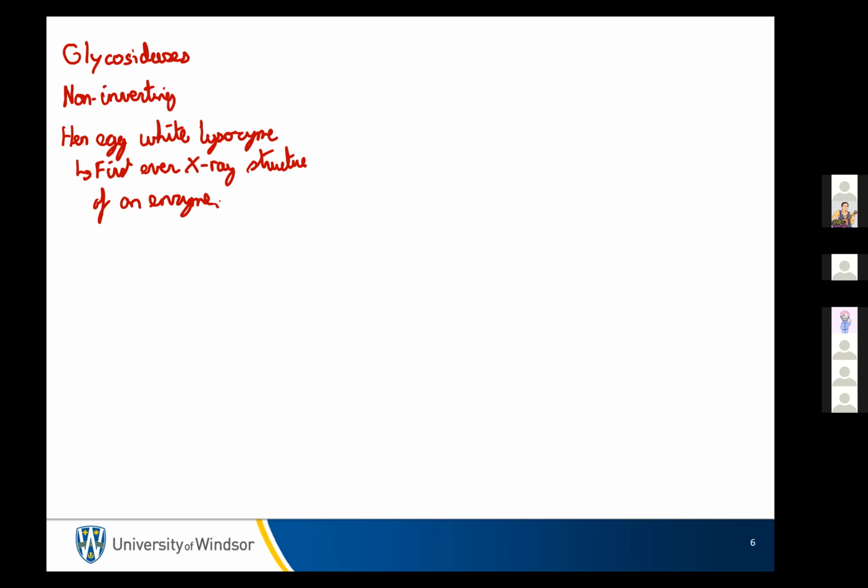Non-inverting. So an example of this is the hen egg white lysozyme. Which is still used as a standard enzyme for all sorts of things, you don't necessarily care about the function. Because this was the first ever X-ray structure of a protein enzyme. And that's not because it's a specifically special enzyme. To be honest, it's important, but it's not an interesting one. It's because there is so much of it.